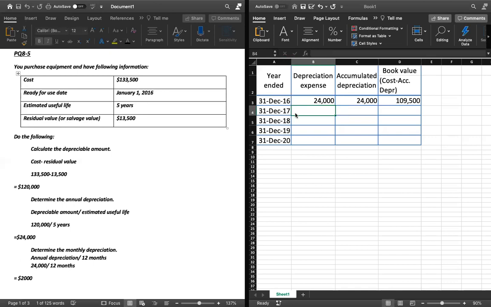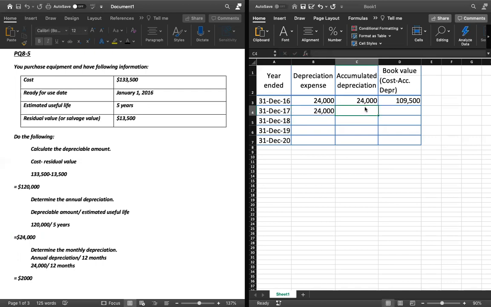We'll be doing kind of the same concept. So from January 1st, 2017 to December 31st of 2017, it is one full year again. So our depreciation expense will just be equal to our annual depreciation, which is 12 months. So because we have 12 months here as well, we will have a depreciation expense of $24,000.